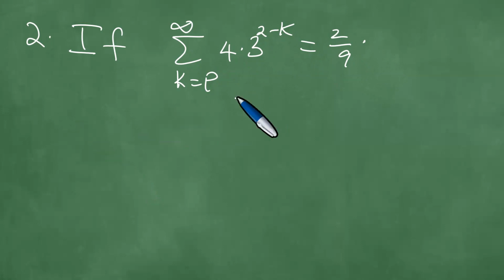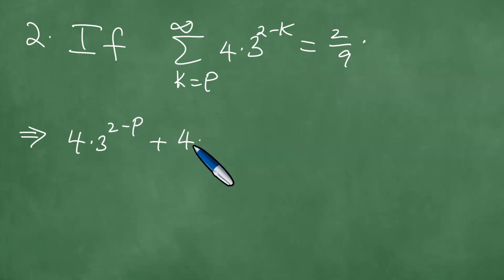So that if k equals p, let's write out the first terms here. When k equals p, you substitute p in the place of k. So it's going to be 4 times 3 to the power 2 minus p, plus 4 times 3 to the power... You start from p, then the next one is p plus 1, and so on.